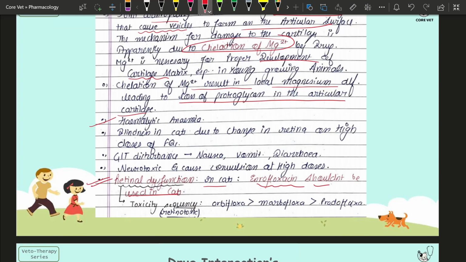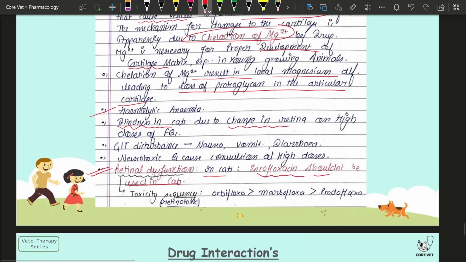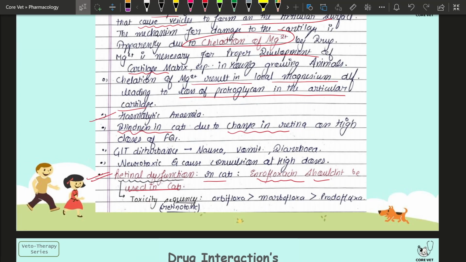Because there is a retinal dysfunction, right? So in the case of the cat, blindness is observed, due to the change in the retina. So the retinal dysfunction is also a quite famous adverse effect in cats. That's why enrofloxacin isn't given to cats. If we talk about the sequence for retinotoxicity, orbifloxacin is the most toxic, then marbofloxacin and pradofloxacin, right?